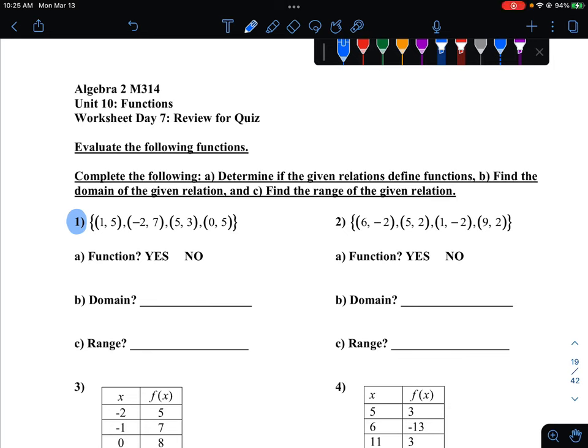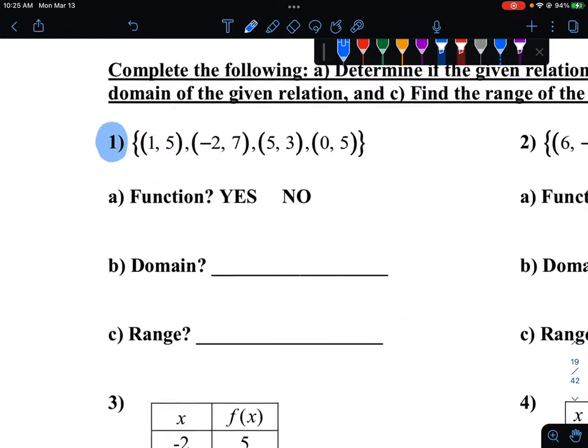This is the Unit 10 Worksheet Day 7 review for the quiz. I'm going to do selected problems here. I'm not going to do many of the first four. I'm just going to do number one.